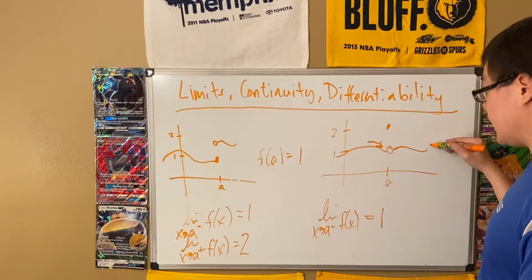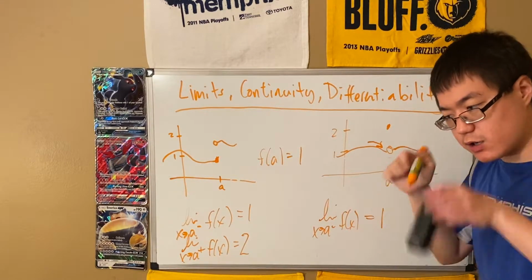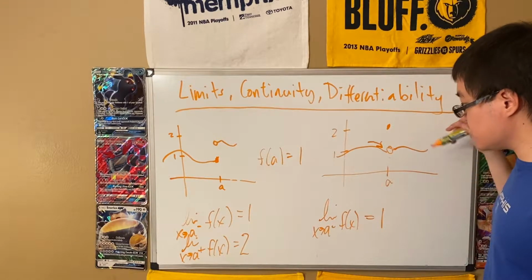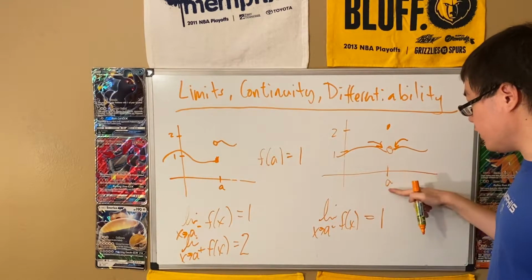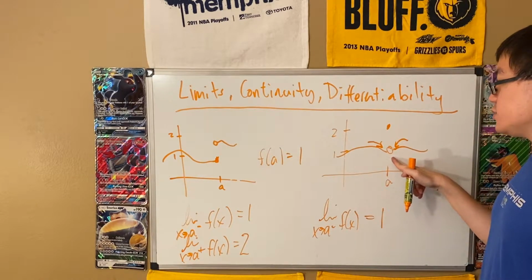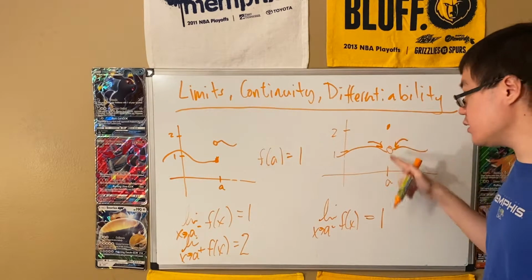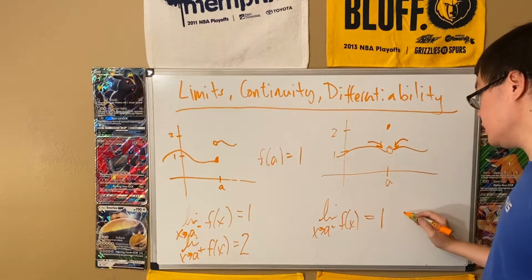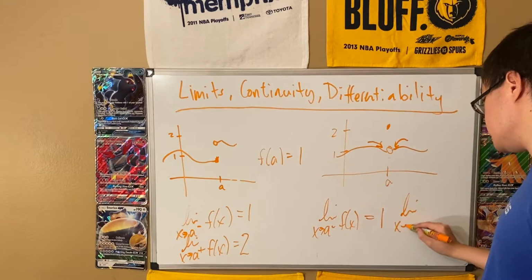Same thing for the right side. As we're just walking along this function, when we get towards the point A, as we get closer and closer to A, what y value are we approaching? Even if this dot is way up here, we're approaching the number 1. So this is going to be 1 as well.